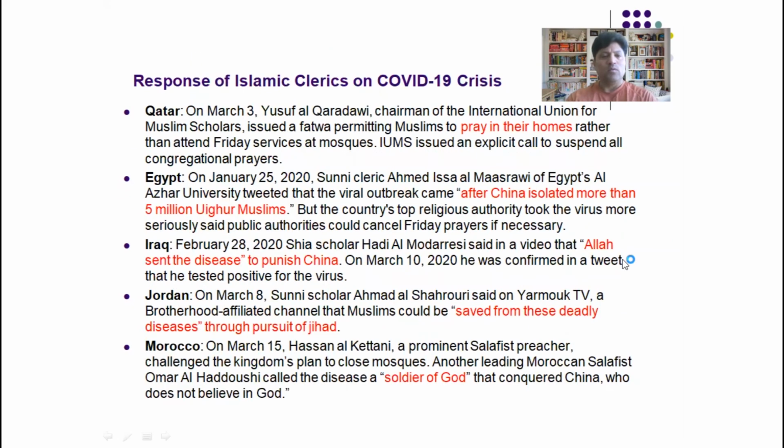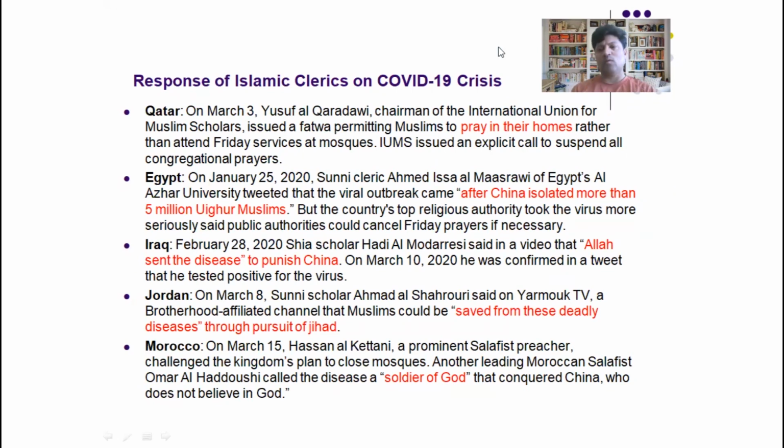Now, we are going to talk a little bit about the response of Islamic clerics to the COVID-19 crisis. In Qatar, March 3, 2020, Yusuf Al-Qaradawi, chairman of the International Union for Muslim Scholars, issued a fatwa permitting Muslims to pray at home rather than attending Friday sermon, Friday services, or Friday gathering at the mosque. In Egypt, on January 25, 2020, Sunni cleric Ahmad Isa al-Masri, one of the Imams at Al-Azhar University in Egypt, tweeted that the viral outbreak came after China isolated more than 5 million Uyghur Muslims. But the country's top religious authority took the virus more seriously and said public authority could cancel Friday prayer if necessary.